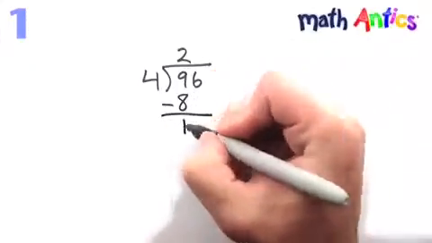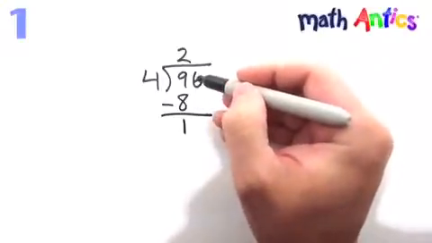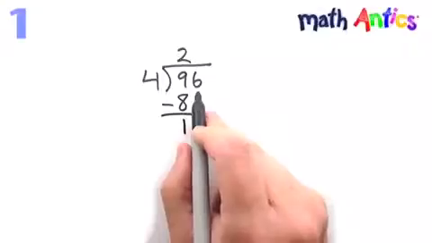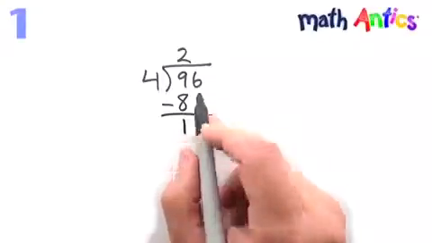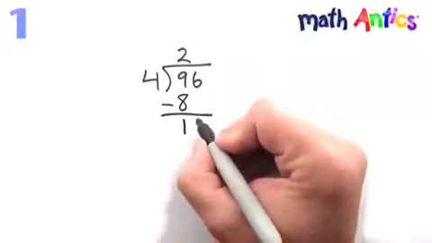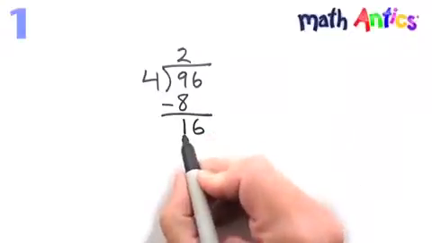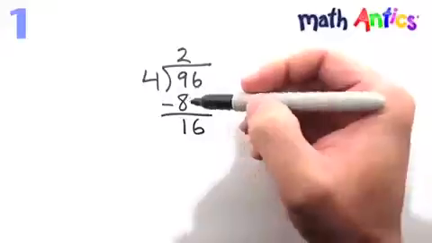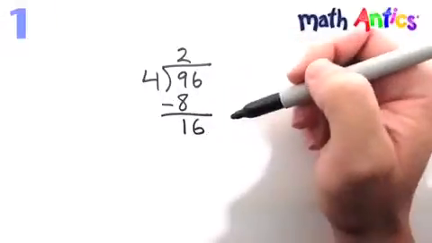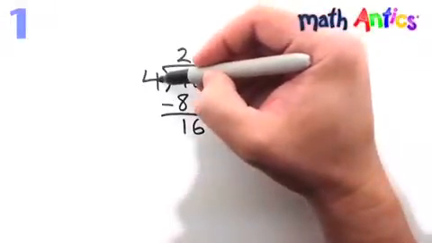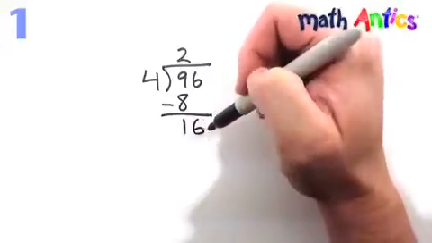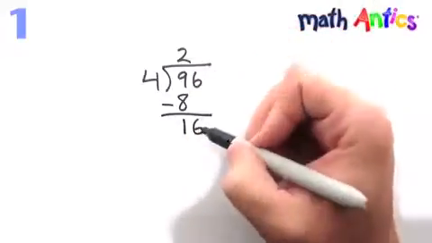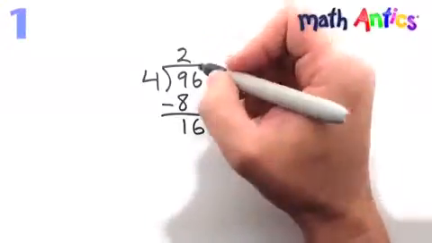That gives us 1. And now we need to bring down a copy of the next digit over. We move on to the digit to the right, which is this 6. We bring a copy of it down to combine with the 1. So now we have 16 here. And so we're going to divide up this 16 now. So we ask, how many 4s does it take to make 16 or almost 16? Well, that's a nice one because exactly 4 4s will make 16.